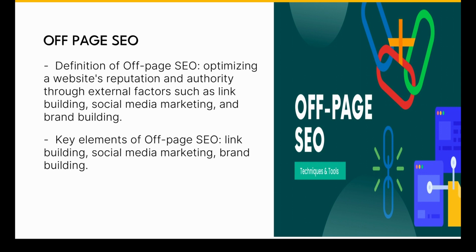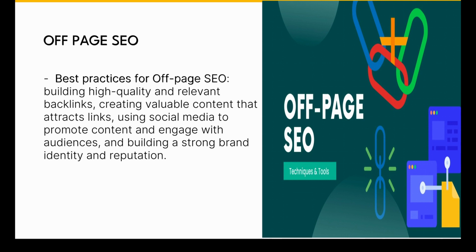Social media marketing, as you might have already heard, refers to using social media to market your brand or your website. And then brand building. There are so many ways you can build your brand. We are going to dive deeper as we move on. The key elements of off-page SEO include link building, as we've already mentioned, social media marketing, then brand building.